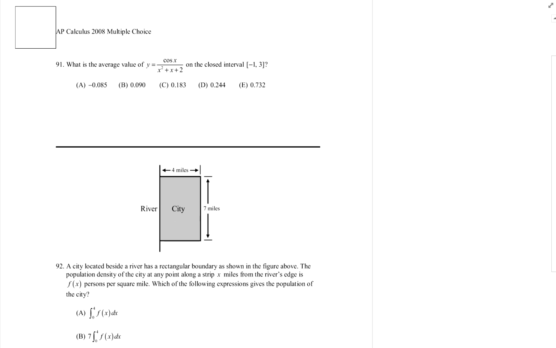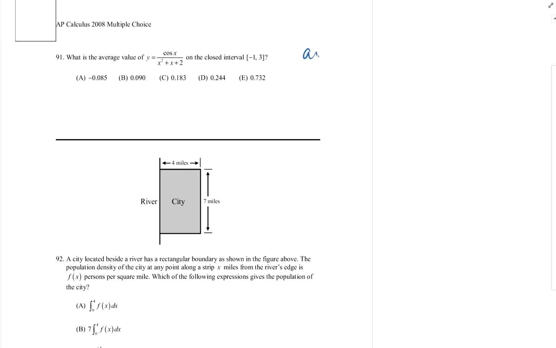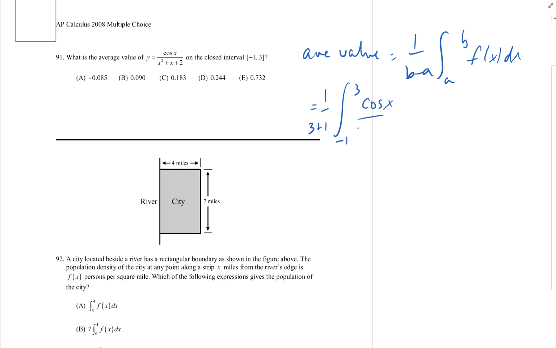And looks like the last 2 problems here. Average value. 1 over b minus a, integral a to b, f of x dx. 1 over 3 minus negative 1, integral from negative 1 to 3 of cosine of x over x squared plus x plus 2 dx. Obviously a calculator question. I'm going to pause it while I do it.